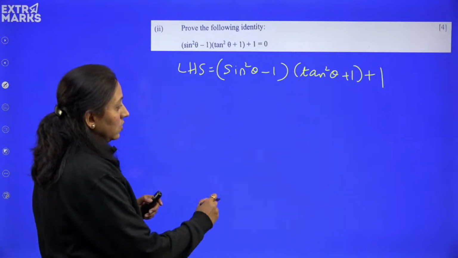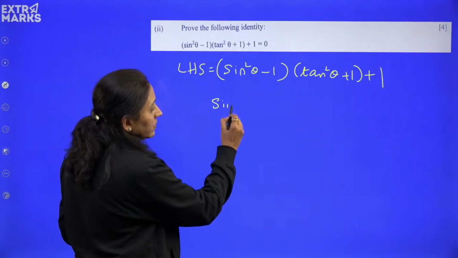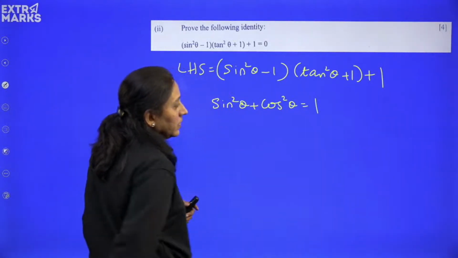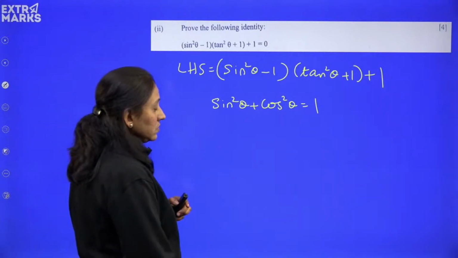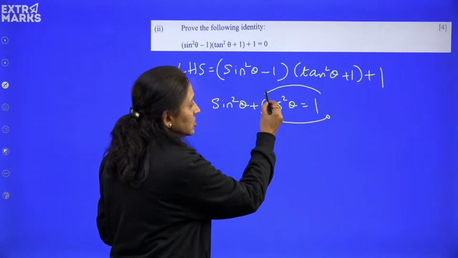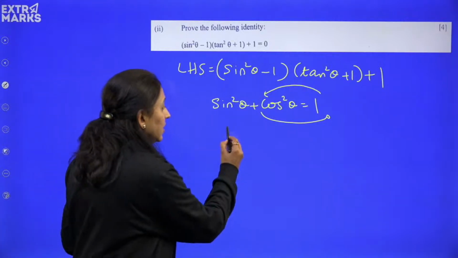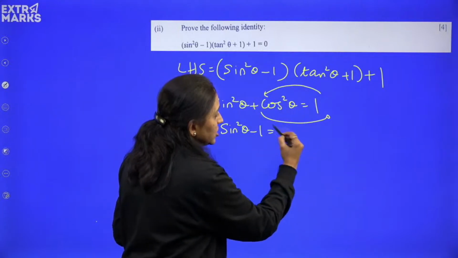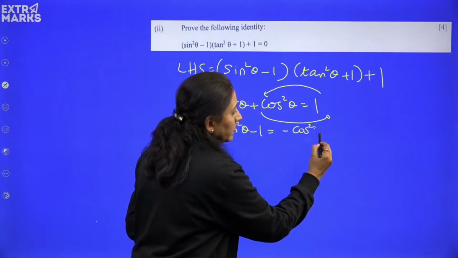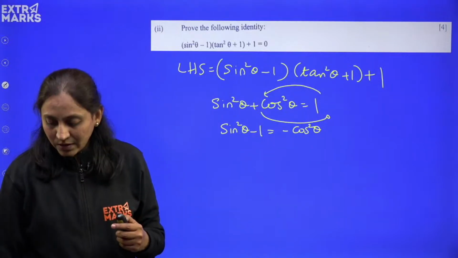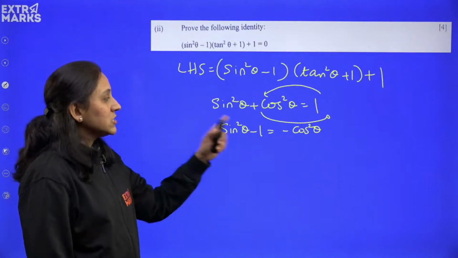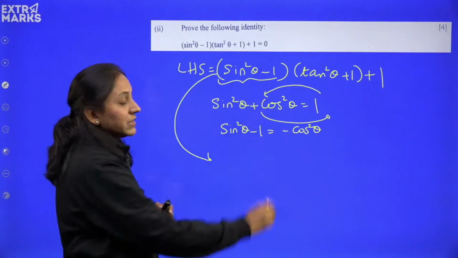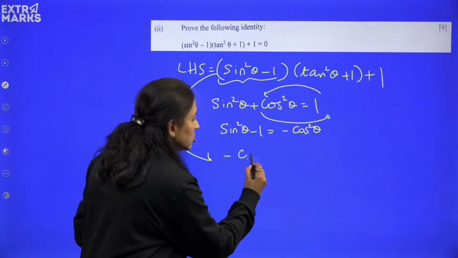Now, we know the identity sine square theta plus cos square theta is equal to 1, right. So, if I shift cos square theta onto the RHS and bring 1 to the LHS, we get sine square theta minus 1. Cos square theta, if I shift, we will get minus cos square theta, right. So, sine square theta minus 1 will be equal to minus cos square theta. So, I am going to substitute that here. Instead of the term sine square theta minus 1, I will substitute minus cos square theta.